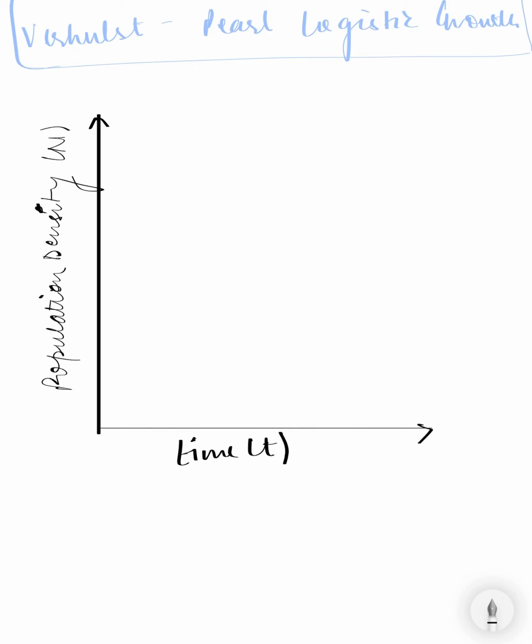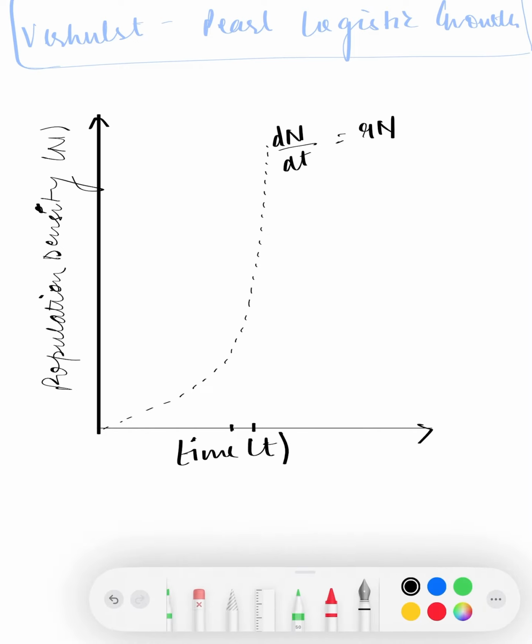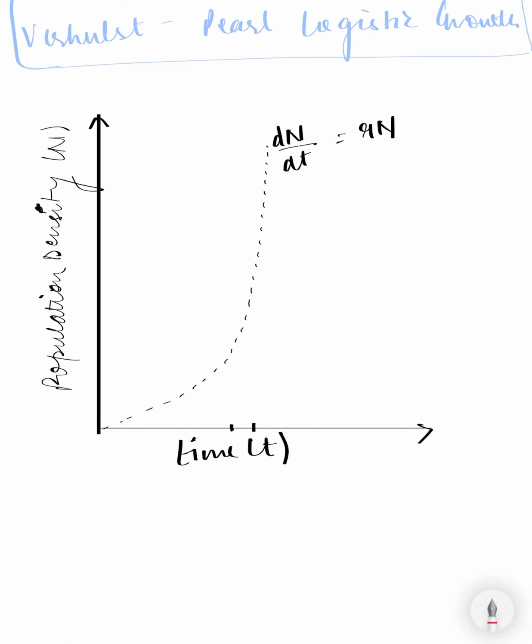So let's talk about both the equations. The very first equation, where the exponential growth or the geometric growth was showing, where the resources were unlimited, shows a line like this. In a very short duration of time, the population is growing exponentially. This is the first graph, dN by dt equals rN. Right? Now let's talk about the second type of growth equation, which was the logistic growth.